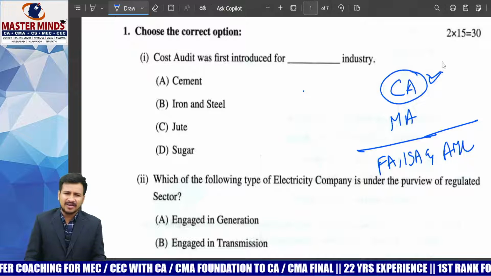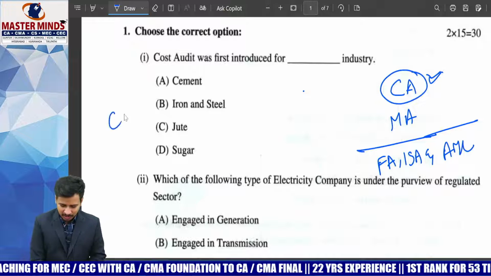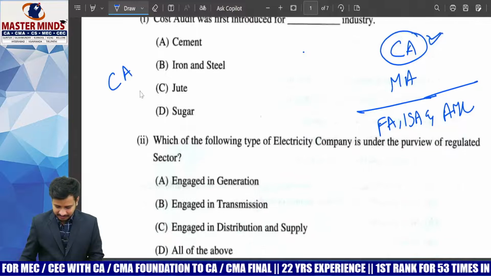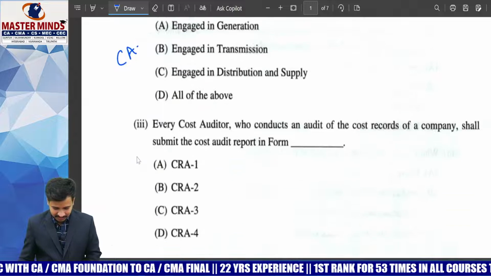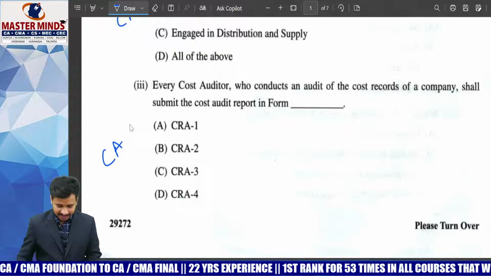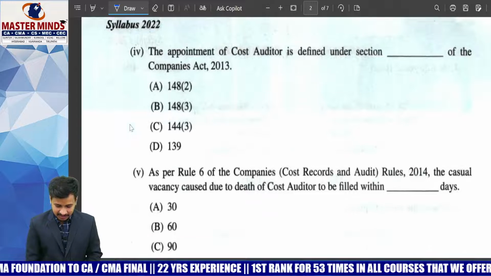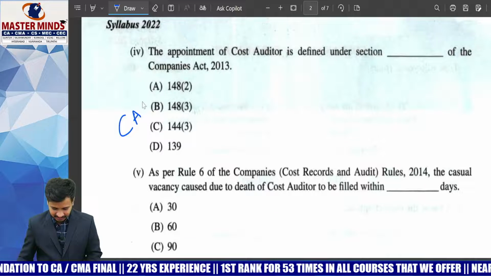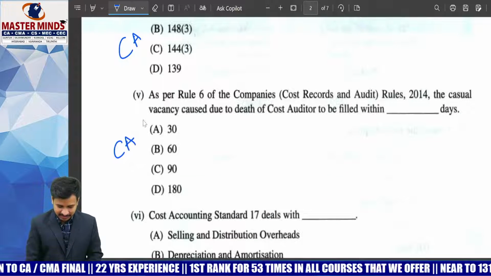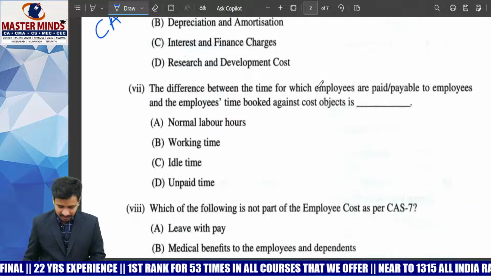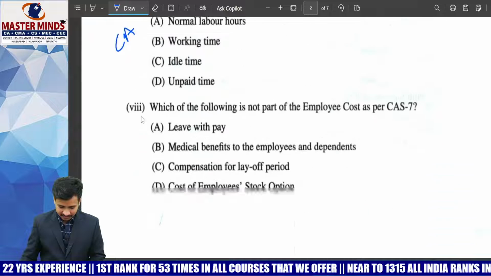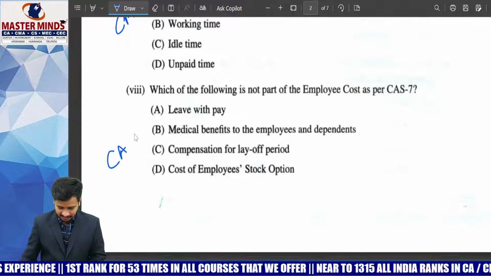And just have a look over the paper. This is a cost audit question and a direct question. The next one is also cost audit, a direct question. And the next one is cost audit, a direct question. Cost audit, a direct question, and so on for the following ones as well.